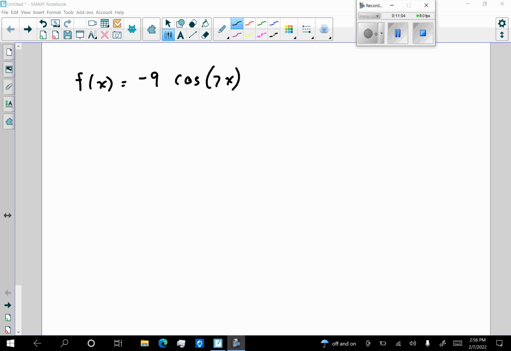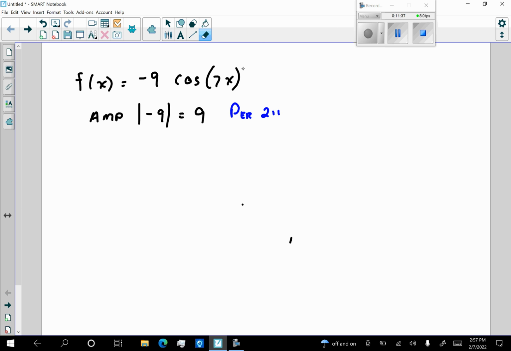Okay, so this is number 4 on the first assignment, graphing. We're going to find the amplitude of this function. The amplitude of that function is not -9. The amplitude is defined to be the absolute value of -9, which is 9. Amplitude is distance. Distance is positive. It's the distance from the x-axis. And all of us were able to find that the period is equal to 2 pi divided by 7.